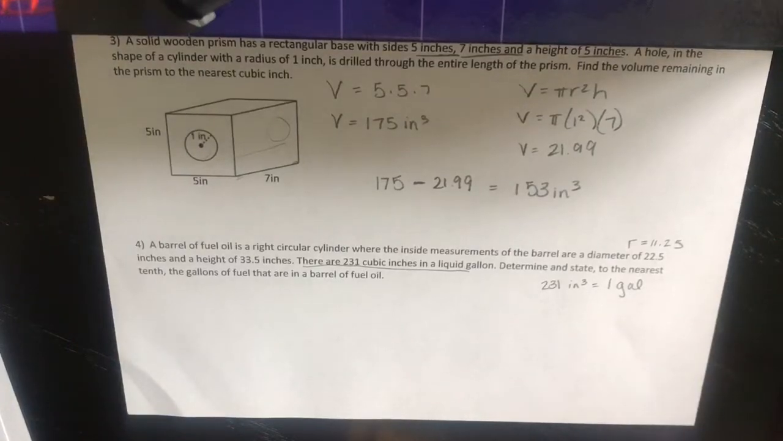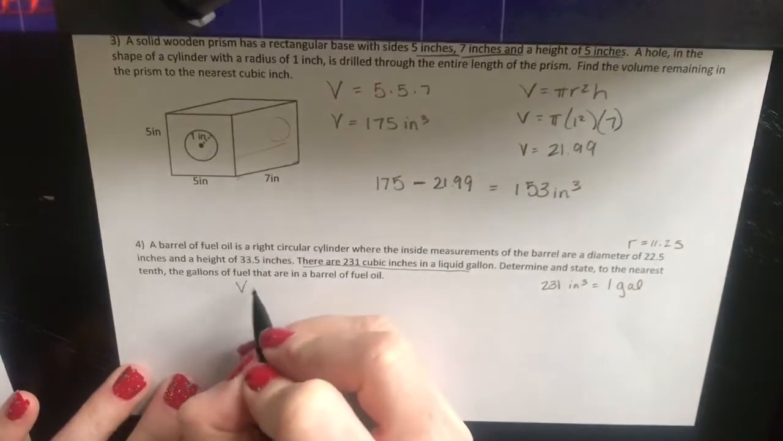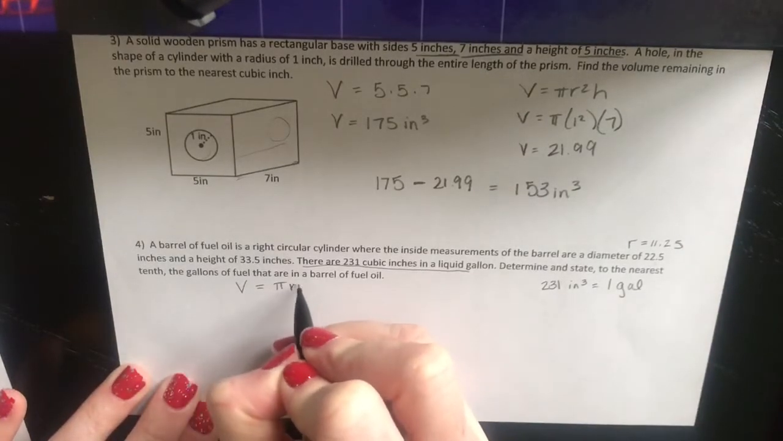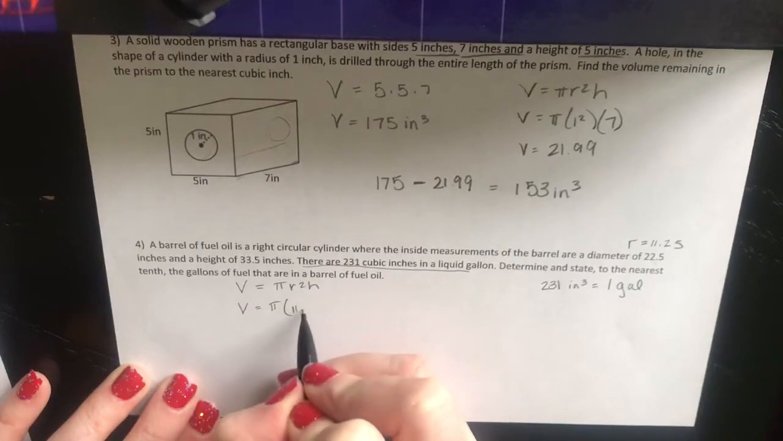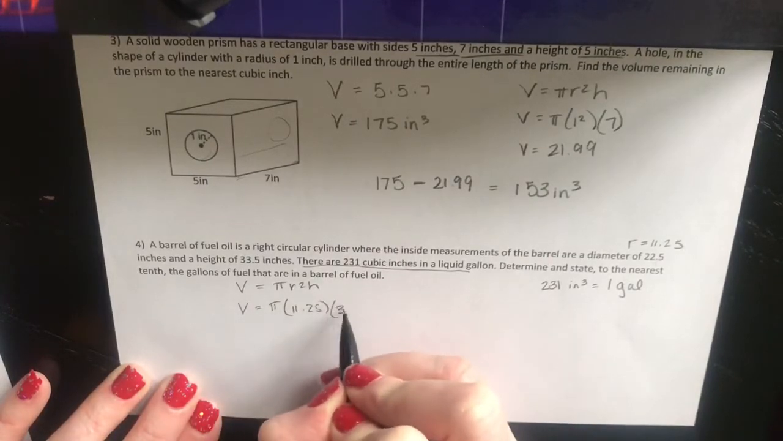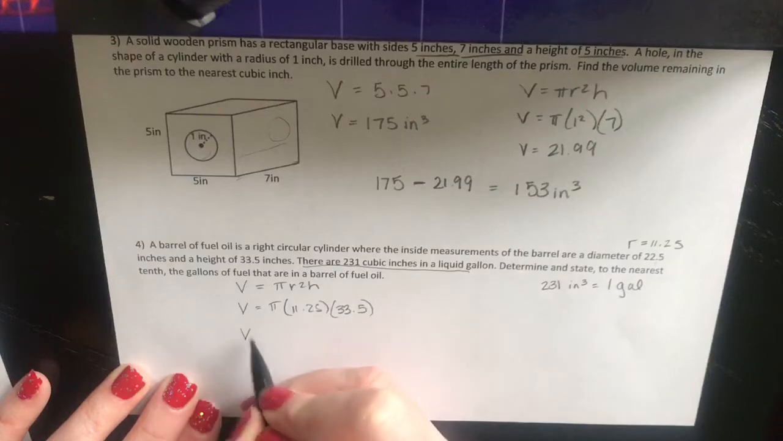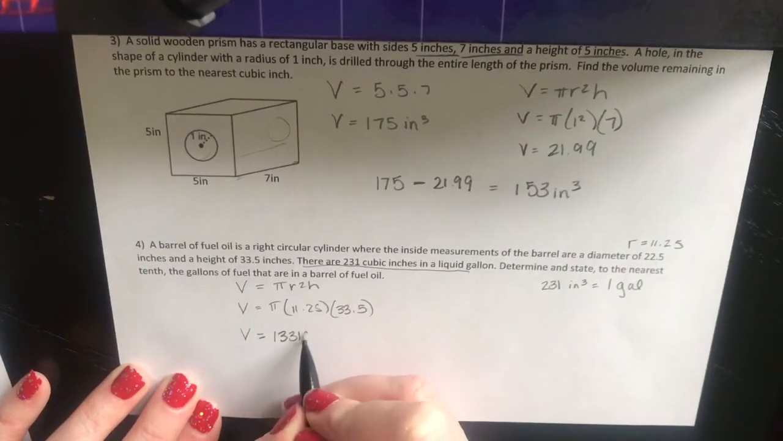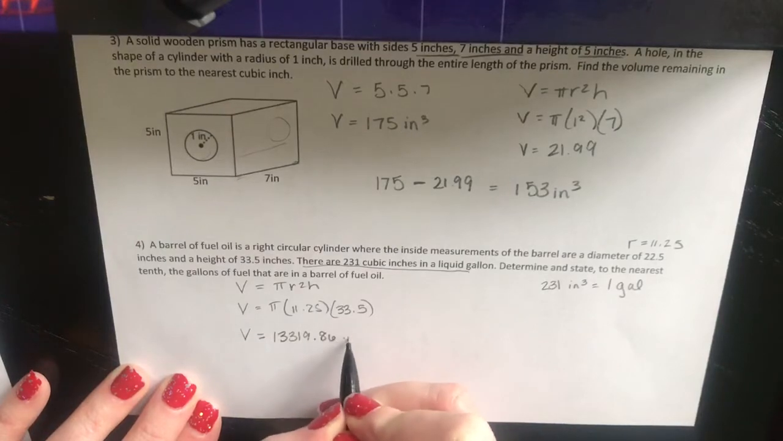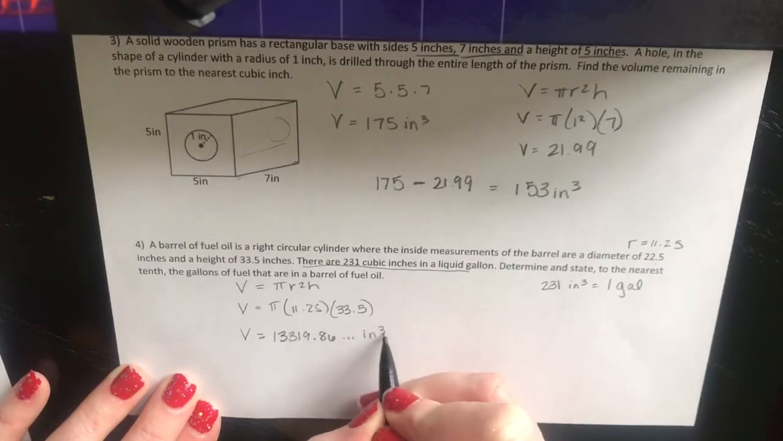Determine and state to the nearest tenth the gallons of fuel that are in a barrel of fuel oil. Okay, so it is a cylinder. It says right off the bat it's a cylinder. So we're going to fill in the radius of 11.25 and the height of 33.5. So what I'm going to get here for this is 13,319.86, and that's going to be in inches cubed.